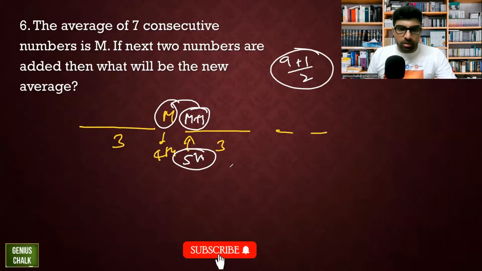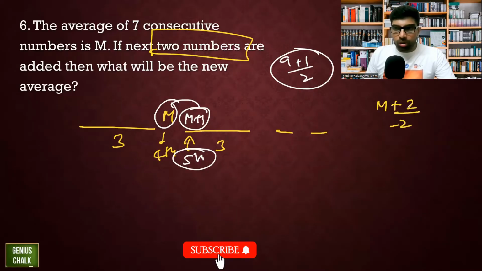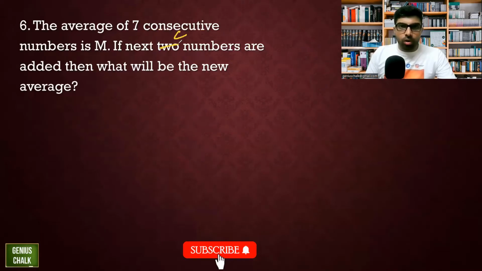Next you can learn is, if 2 numbers are added, then the average of the new one will be, add those 2 and divide by 2. So this is M plus 1. Suppose instead of 2, there were 4 numbers added, let's solve it. Suppose there were 4 numbers added. So it is like, okay, 3 here, 3 here. This is the 4th observation.